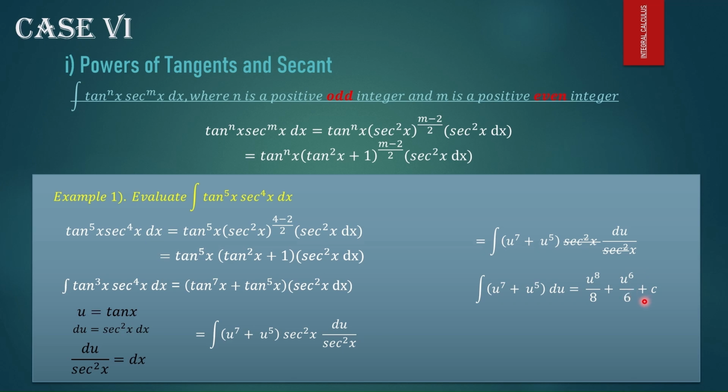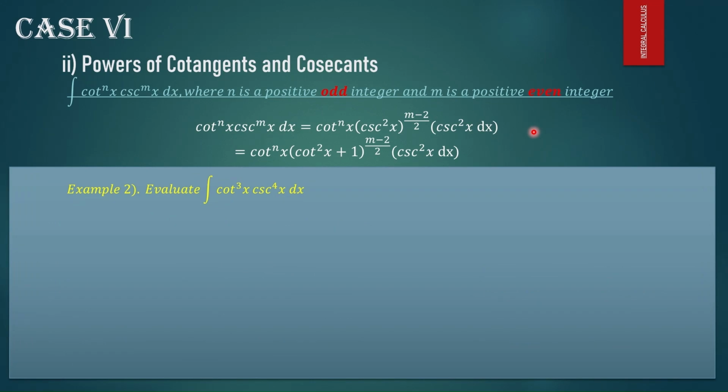So since u is equal to tan x, with this we substitute back tan x and get 8 power of tan x over 8 plus 6 power of tan x over 6 plus c. We are done with the first integral under case 6. Let's have now the powers of cotangents and cosecants. Since we are still in case 6, the condition remains the same. So here, we just factor out cosecant squared x.